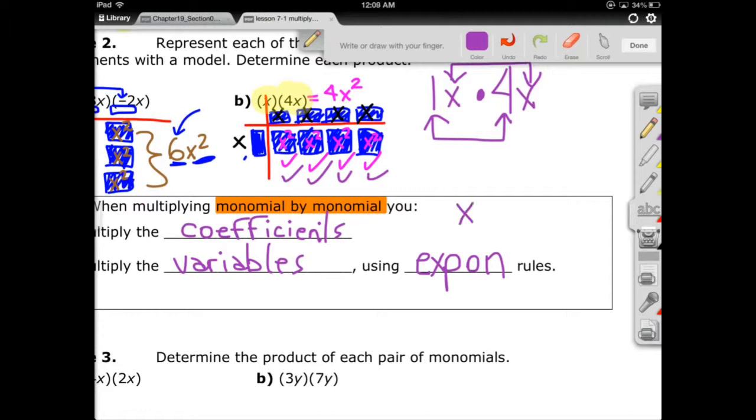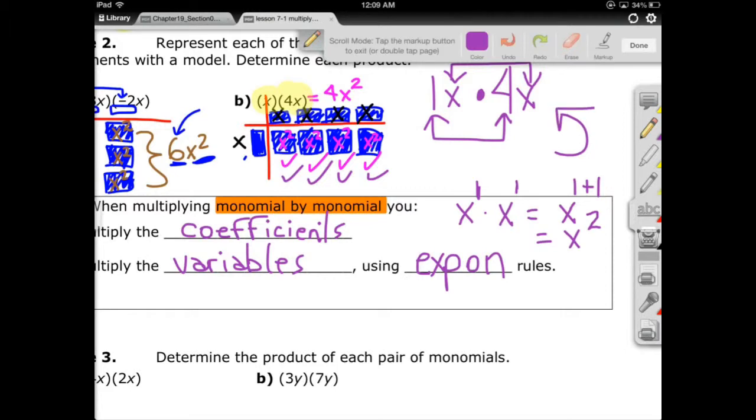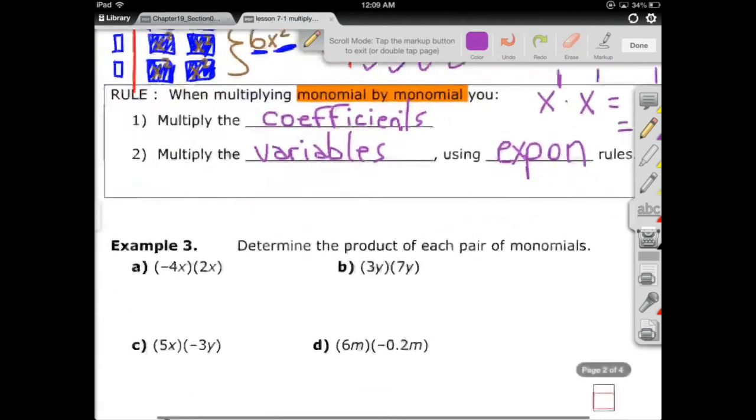x to the first times x to the first is equal to x to the 1 plus 1, x squared. That was what was going on up here. Interesting. So when you look at this, you say, okay, so you've got this area model. We're going to use shapes to figure this out. Turns out it's quite useful.